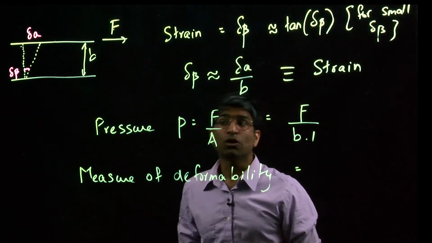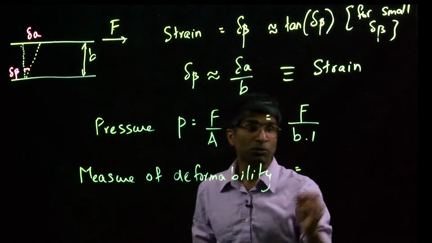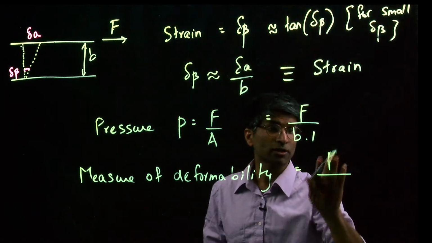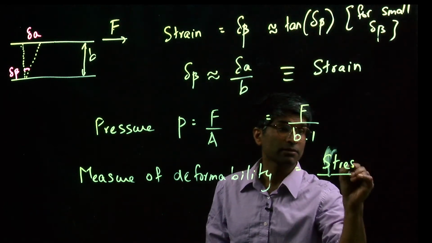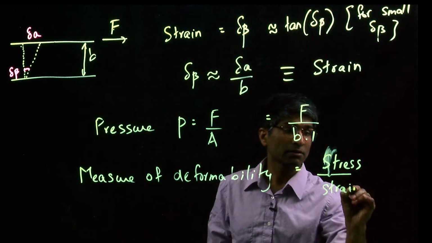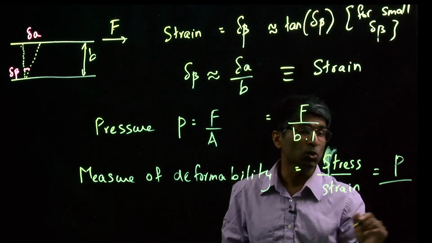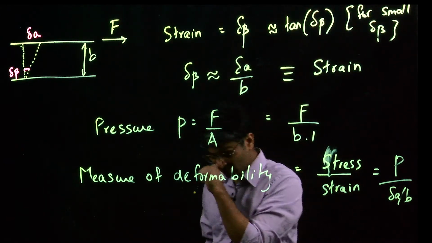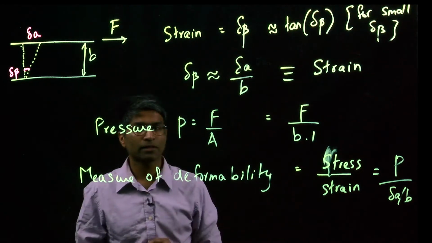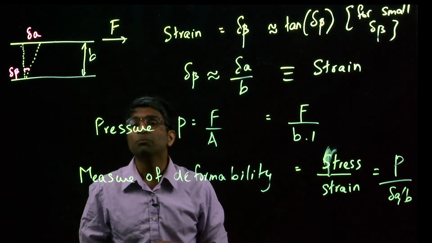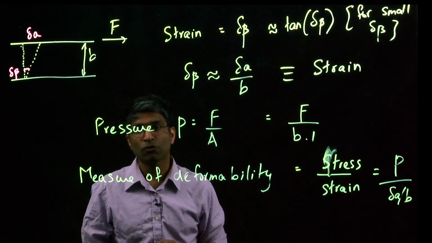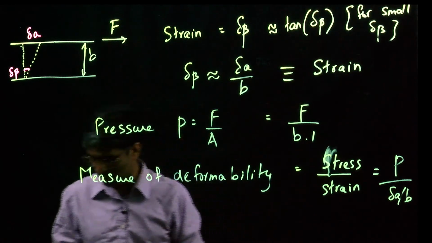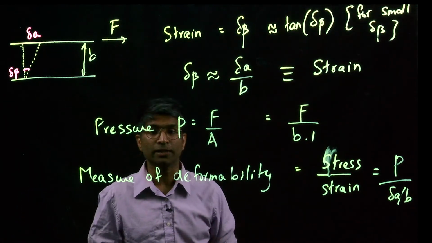So the measure of deformability would be pressure over strain, or stress over strain, which would be P over delta A over B. For a solid, this would be a Young's modulus. For a fluid, we define this as a viscosity, and we'll do a more precise definition in the next video.